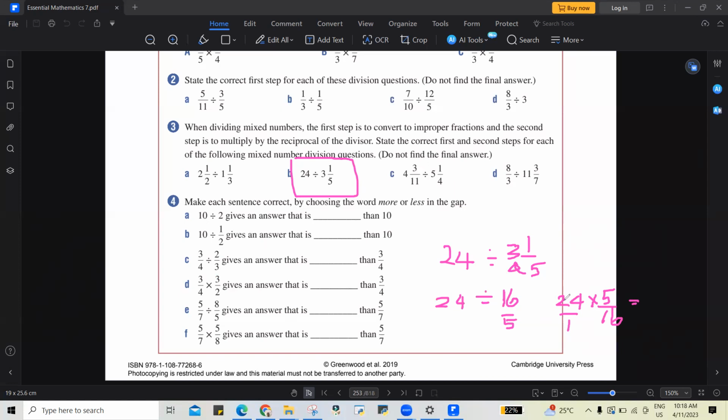You can simplify by dividing by 4. 4. Oh, 8. No, you can't do 8. Why? You can't. Oh, yeah, here. 8. Yeah. Then 3 times 5, 15 over 2. 15 over 2, 7.5. Right? Yep.